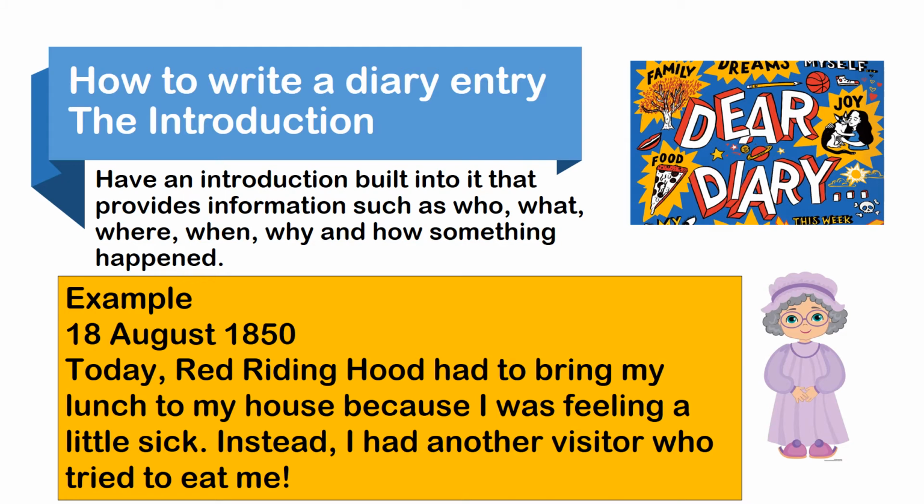Let's see how you write a diary entry. First, you will start with the introduction, after you have written the date and the salutation. The introduction is built in with information such as who, what, where, when, why, and how something happened. Let's look at this example and see if you can spot who the diary writer is. Let's start with the date, and then today Red Riding Hood had to bring my lunch to my house because I was feeling a little sick. Instead, I had another visitor who tried to eat me.